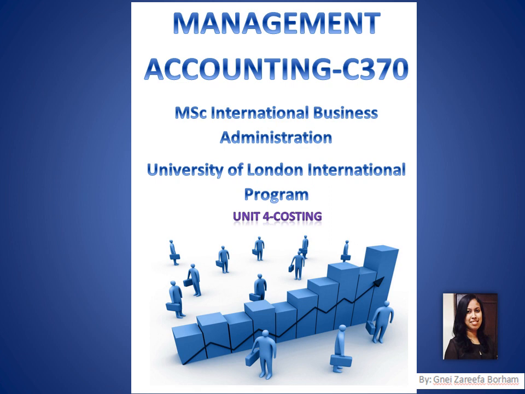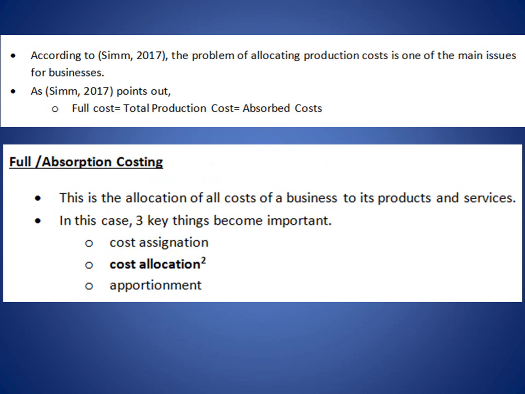Management Accounting C370 Unit 4 Summary. According to CIM 2017, the problem of allocating production costs is one of the main issues for businesses.